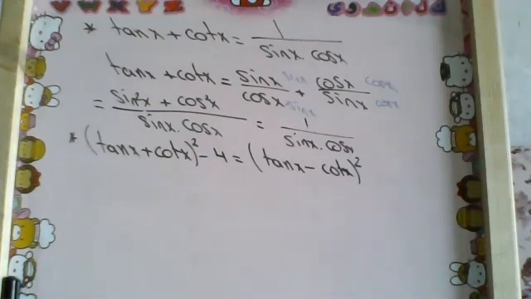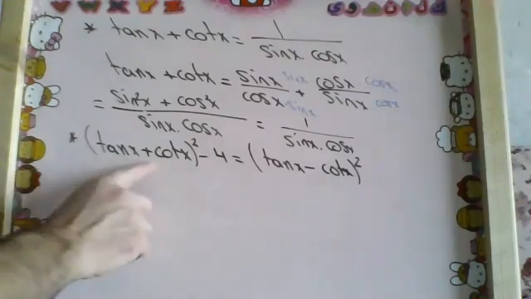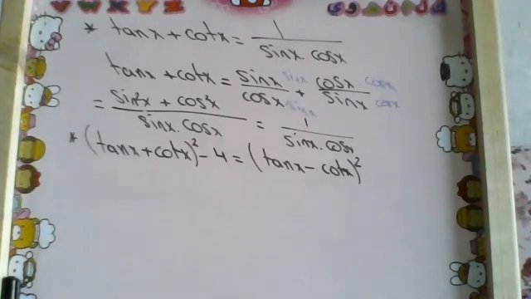Isn't there an identity here? Yes, a plus b squared is a squared plus 2ab plus b squared. Right?